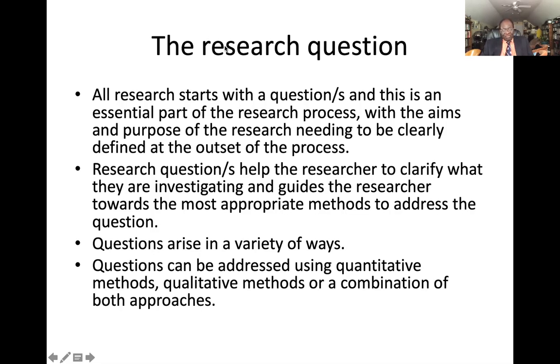Questions arise in a variety of ways. Questions can be addressed using quantitative methods, qualitative methods, or a combination of both approaches. Because again, there are different ways you can get information, but the more ways, the better, depending on what you are really looking for.